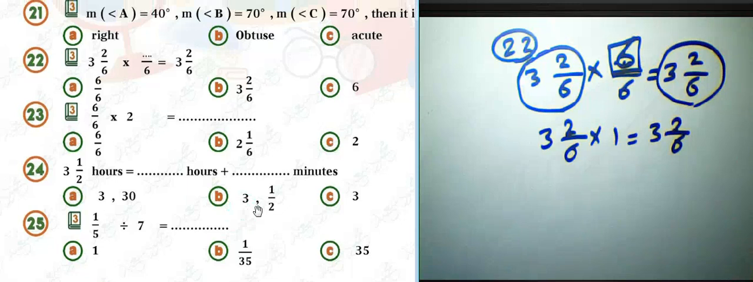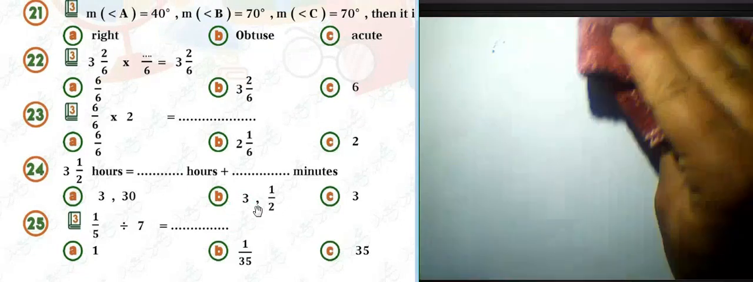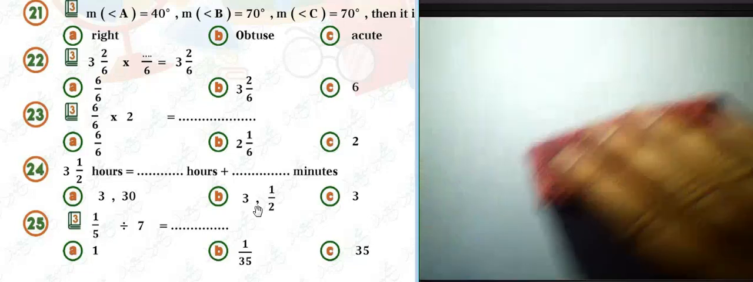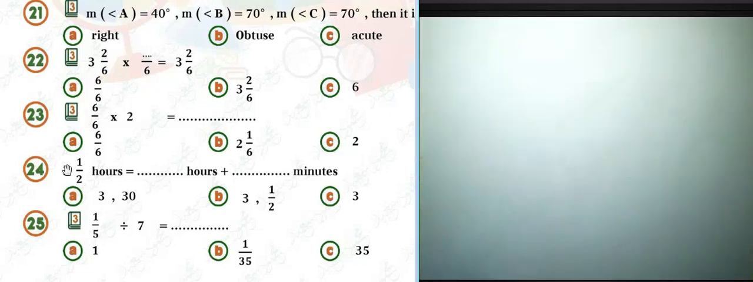Question 24. 3 and a half hours equals 3 hours and 30 minutes. Write 3 here in hours, and half of an hour equals 30 minutes. Write 30 here.